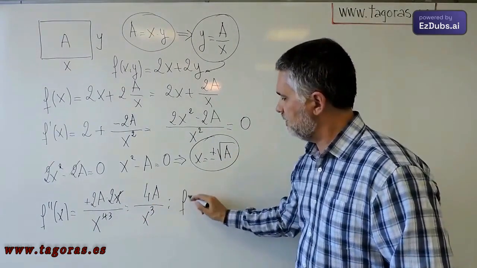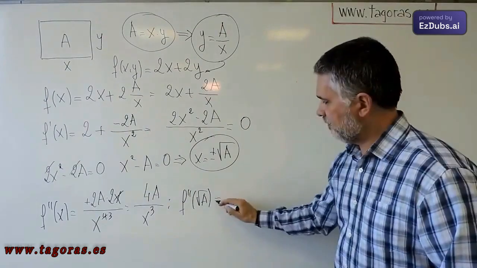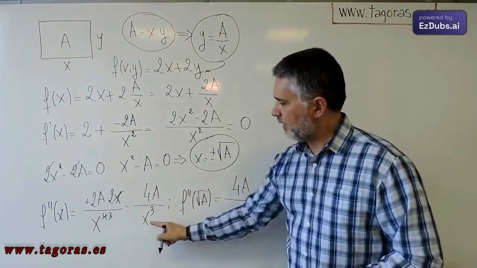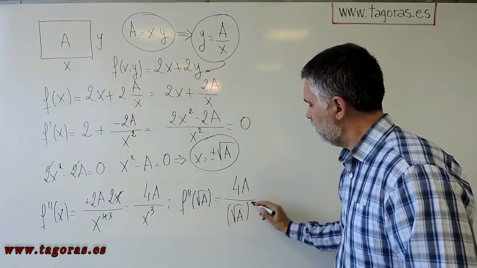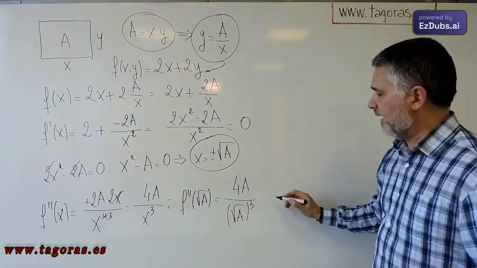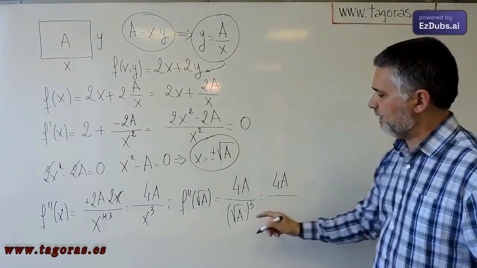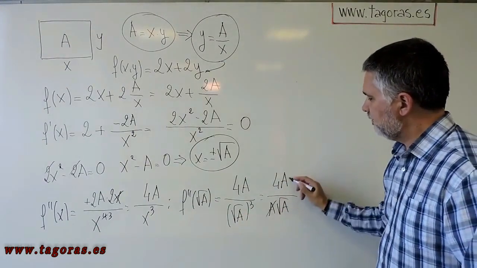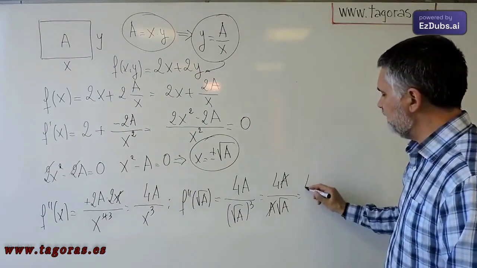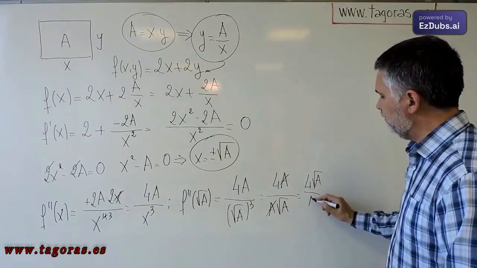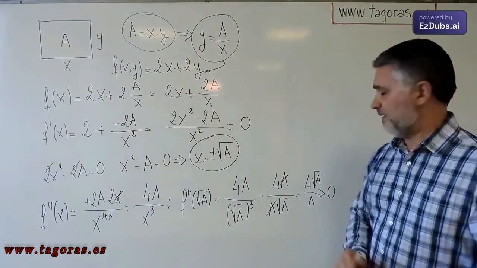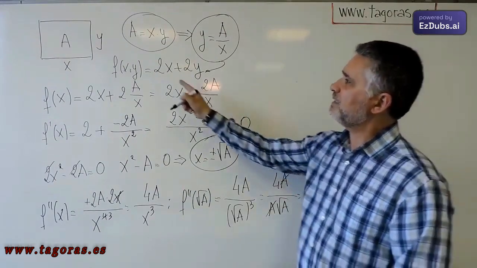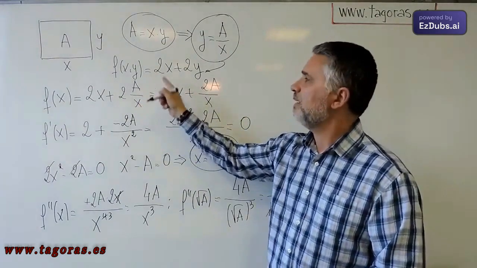We evaluate the second derivative at the root of a, and I will have 4a divided by x, which is the root of a, cubed. Whatever this is worth, in any case this would be 4a over the square root of a cubed, which would be a times the root of a. We simplify the a's and we would have 4 roots of a divided by a, which is a positive quantity. Therefore, since this is positive, it is clear that it presents a minimum for our function.